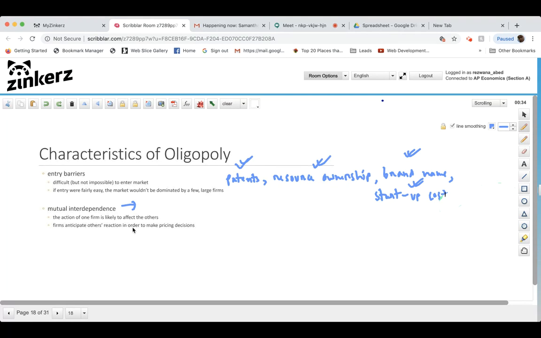What you do is not enough, because you also have to check and keep a close eye on how your competitors are reacting to the action that you took. Okay.